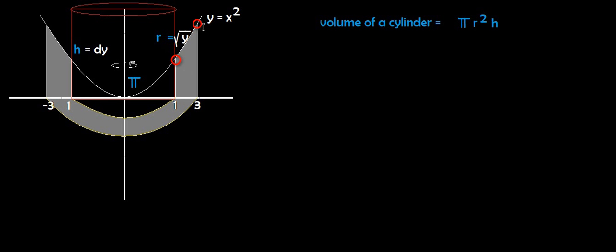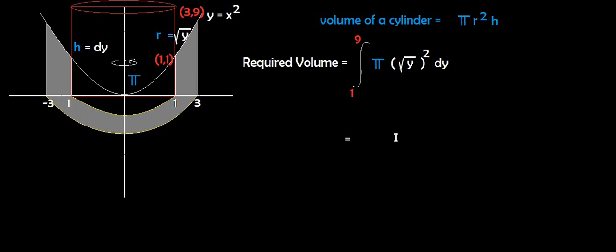Now you have to find these 2 points. How could you find it? You can place 1 in this equation. 1 square is 1. So the coordinate is 1, 1. Now place 3 in this x square. It should be 9. So the coordinate is 3, 9. If you notice, the y coordinates are 1, 9 and the h is varying from 1 to 9. So the required volume of the cylinder formed by this region boundary, which is bounded by y equals x square, is, after solving this integral, make sure that you get 40 pi as the final answer.